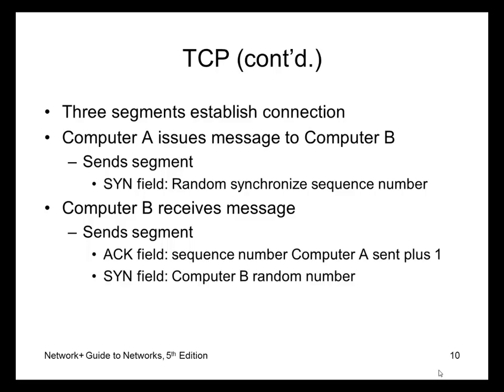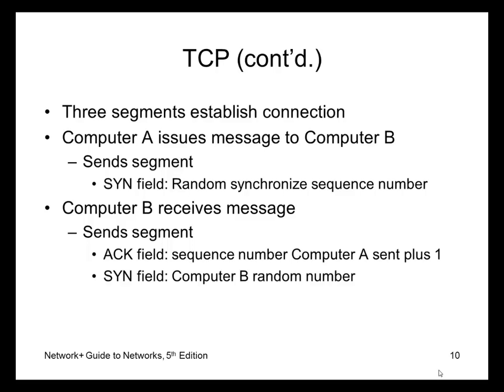Okay? All right, it says three-segment established connection. We make what's called a three-way handshake. We're going to see a picture of it. It says A issues a message to B, sends a segment with a SYN field. In other words, we're trying to synchronize. We randomly come up with a number. I send it to you. I say, here's a number, and I want to talk to you.